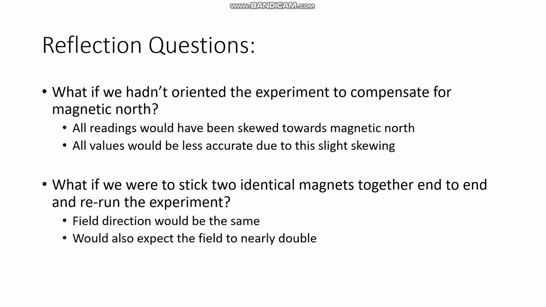And then secondly, what if we were to run this experiment with two magnets stuck together end to end? Well, the field direction would be the same because it would still point from north to south, but we would expect the field to nearly double due to the strengths of the magnets combining, and the magnetic moment doubling.